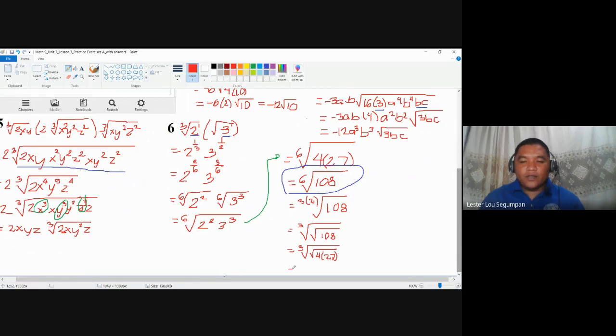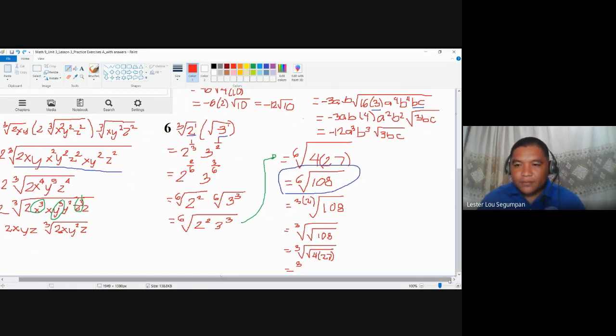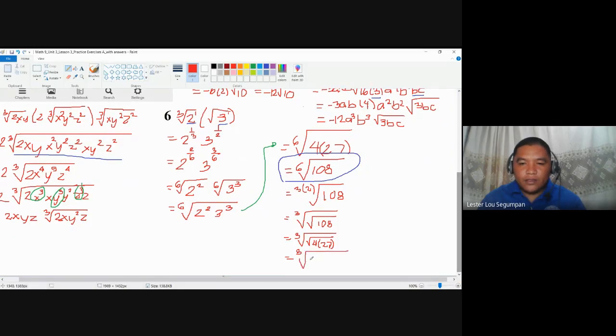So the first form is the cube root. Square root of 4 is 2. And you have here square root of, let me write it properly, then 2 square root of 27. This is its first form. Okay, actually, we could simplify this further.